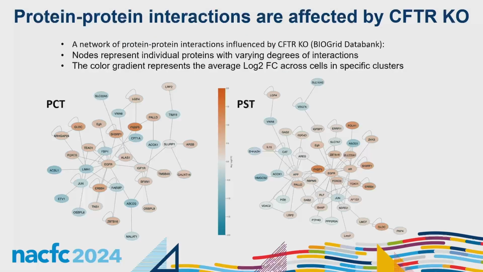So we also evaluated the effects of the CFTR knockout on the network of protein-protein interactions, and these data were obtained from both the single nucleus RNA-seq as well as the BioGrid data bank, where we created these nodes of individual proteins with varying degrees of interactions, and the color gradient here represents the average log2 fold change across the cells in the two cell clusters, the proximal convoluted and proximal straight tubule, which were downregulated. So you can actually see that the interactions are affected in both directions in these cell clusters.